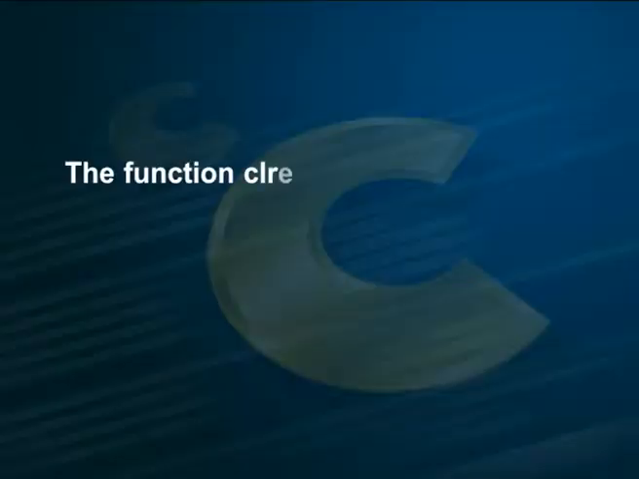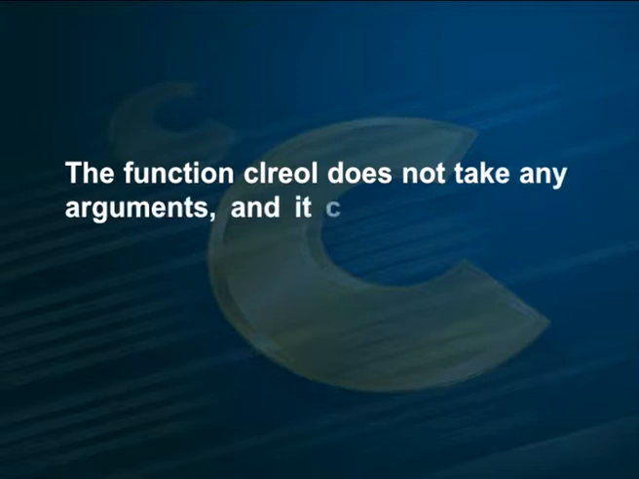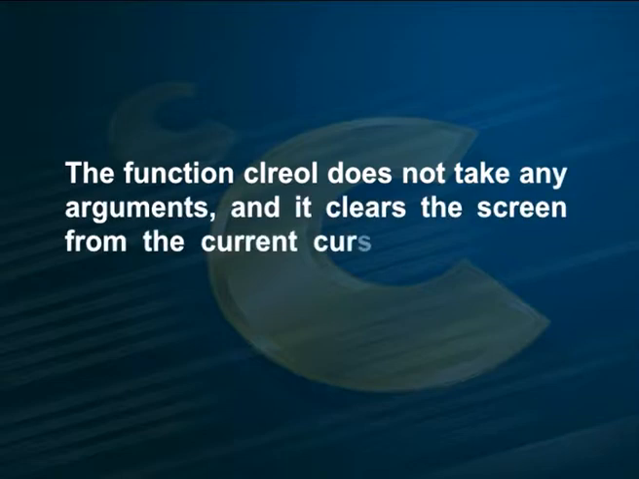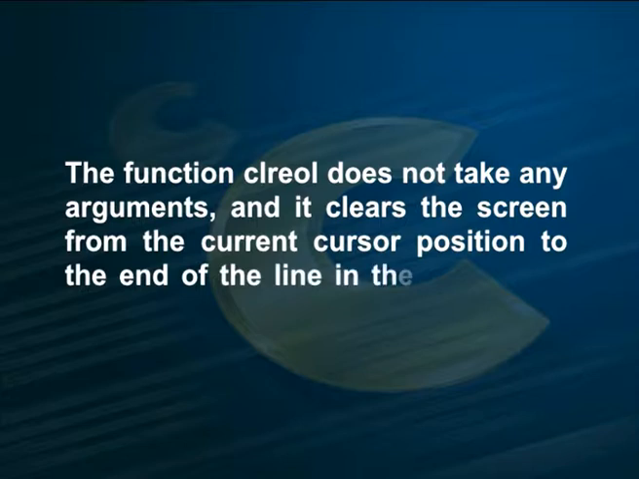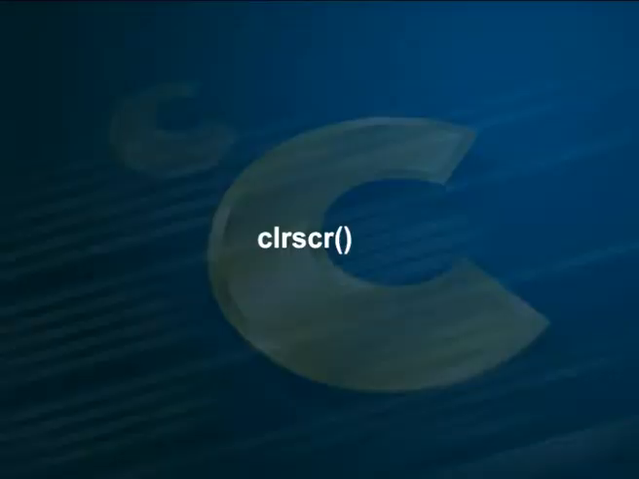The function clreol does not take any arguments and it clears the screen from the current cursor position to the end of the line in the active text window. The cursor position remains unchanged. This function does not return any value. clrscr is another commonly used function. It does not take any arguments and clears the entire active text window and locates the cursor in the upper left corner. The color of the window is set to the current text background color.